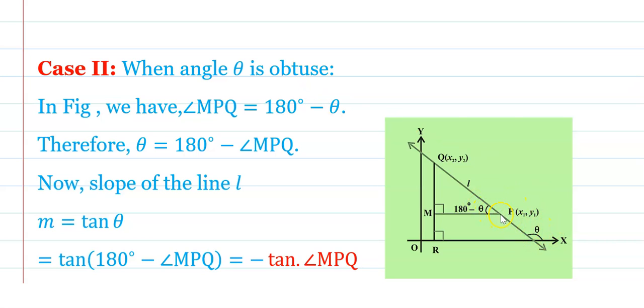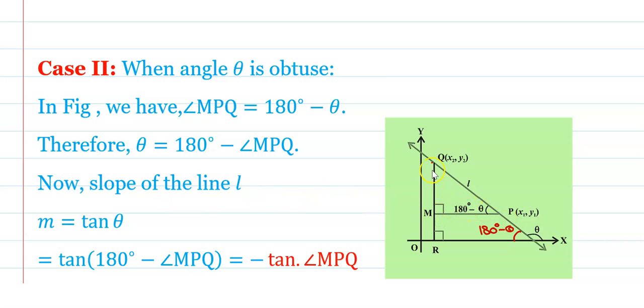Now extend this line. Draw the perpendicular from Q onto the x-axis and from P onto QR. As the measure of this angle is theta, the measure of this angle is 180 minus theta. It's very easy. See this here, this is 180 minus theta. These are corresponding angles, and these two lines are parallel. Therefore, the measure of angle QPM equals 180 minus theta.